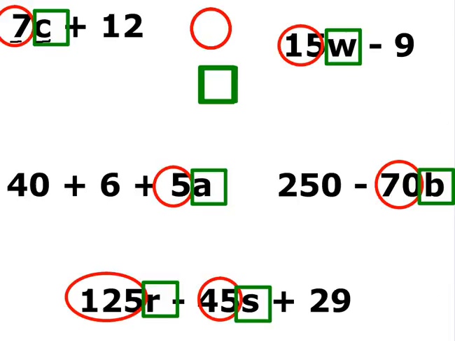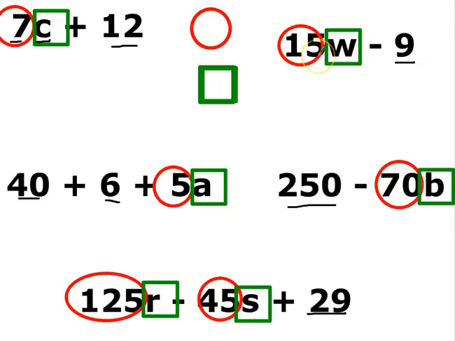Yesterday we also talked about the number that does not change. It does not have a variable with it. These are the constants. These are the numbers that no matter what the variable is, this will change based on what the value of C is. 12 is going to remain the same. So 12, 9, 40, 6, 250, and 29 are your constants.